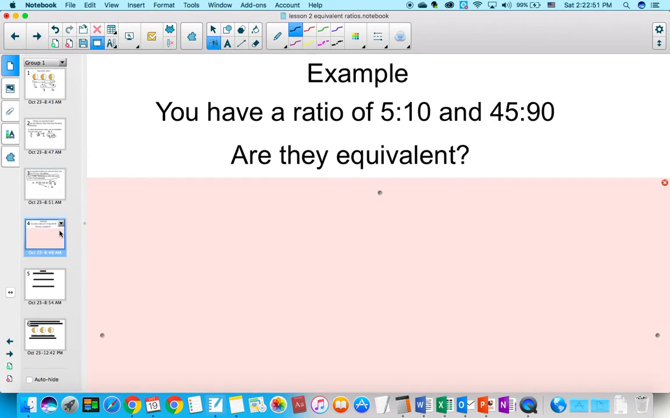So, example, you have the ratio 5 to 10 and 45 to 90. Are they equivalent? Right? So, pause the video, see if you can solve it, and then we'll take a look in a minute.